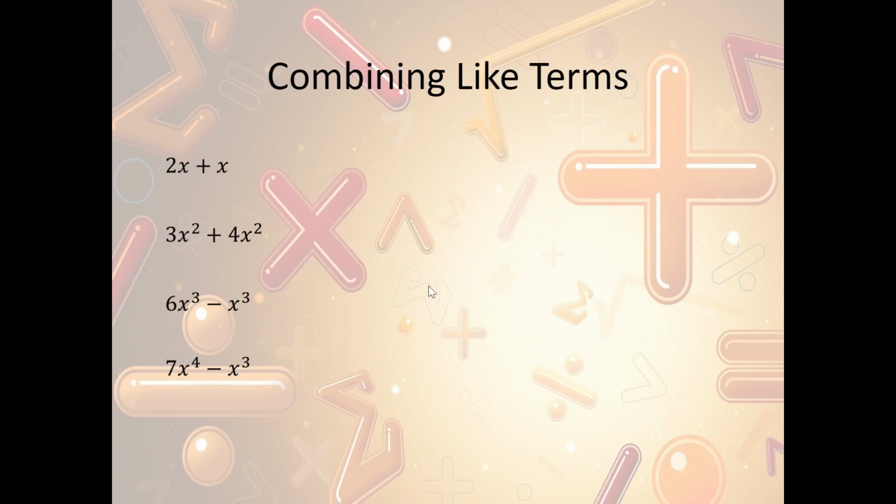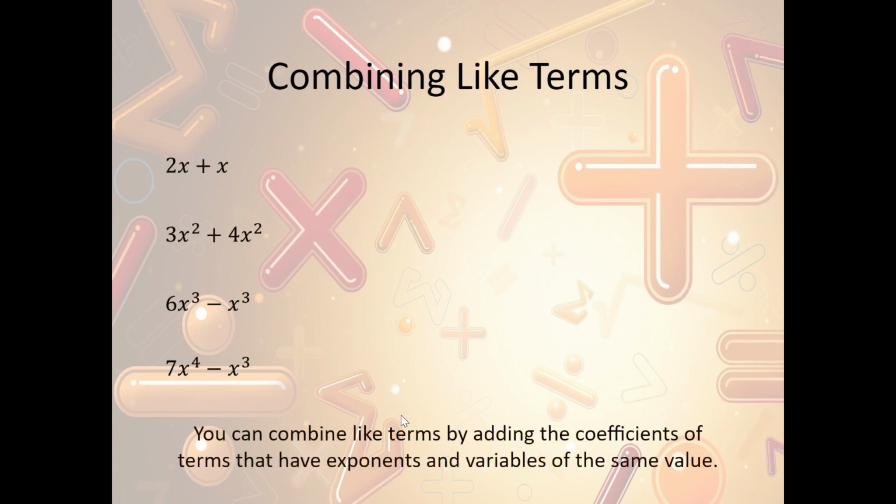Now combining like terms, the rule is in order to combine like terms, they have to have the same exponents and same variables. And if they do, we're going to add the coefficients. So for instance, we have 2x and x. Well, they're both x's, so they have the same variables, and they have the same power, same exponent. Really, it's an imaginary exponent of 1. So we can just add these. 2x plus x is 3x.